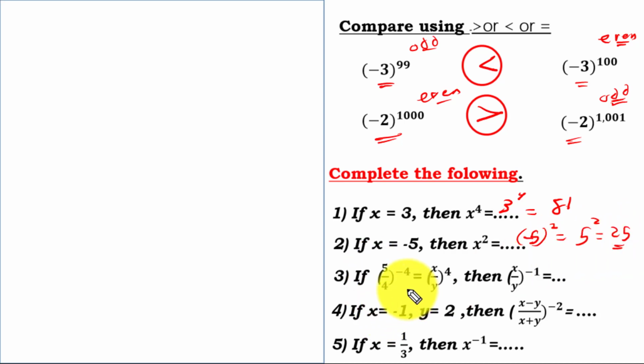If 5 over 4 raised to the power negative 4 equals x over y raised to the power 4, he is asking here about x over y raised to the power negative 1. We have here 4 over 5 raised to the power negative 4, the power is negative. We can find the reciprocal and change the power to be positive. So we can write it here 4 over 5 raised to the power 4 equals x over y raised to the power 4. Now we have here the same power.